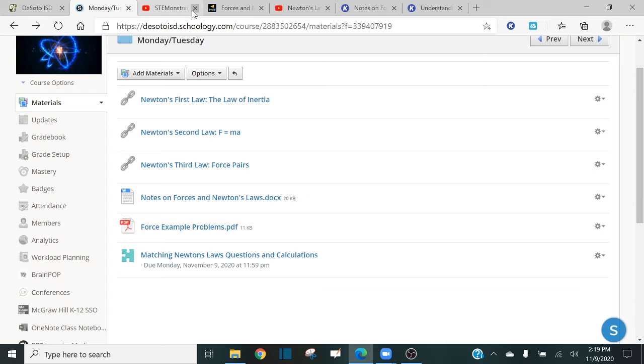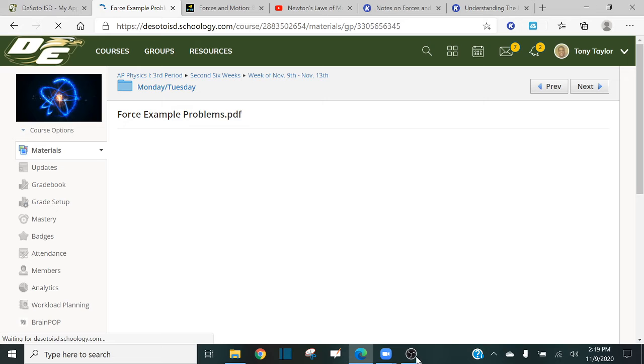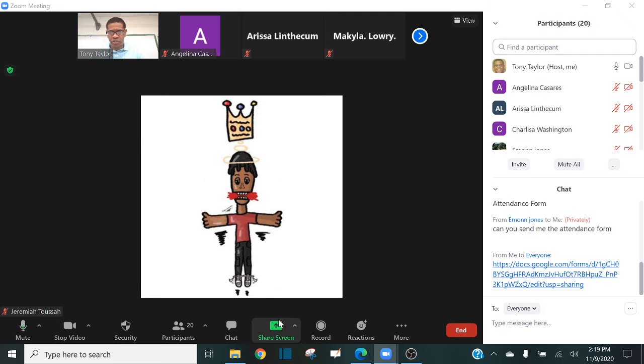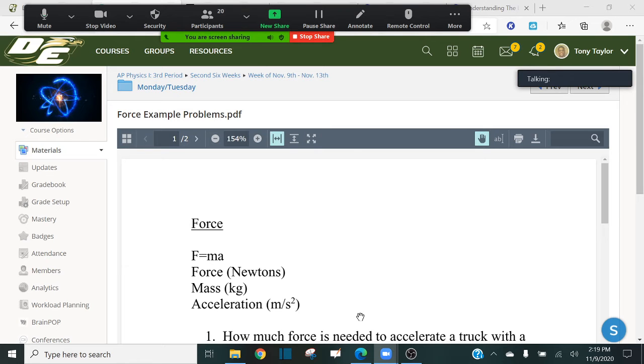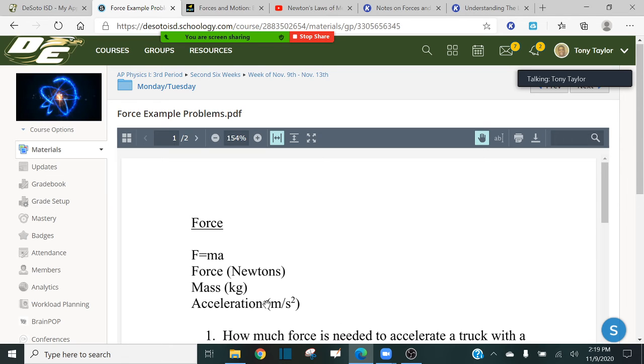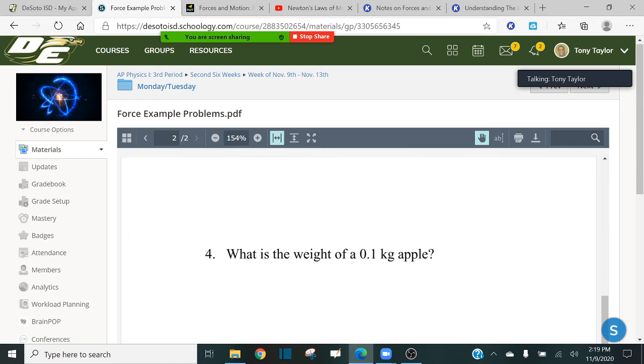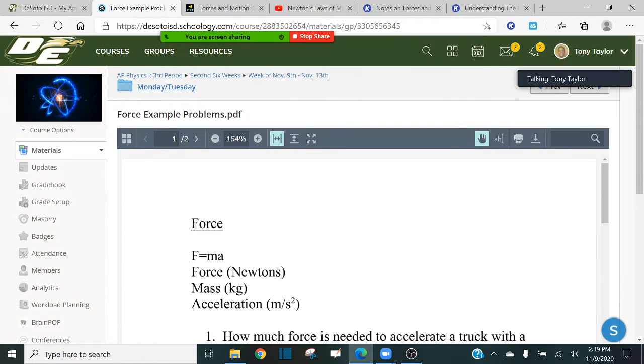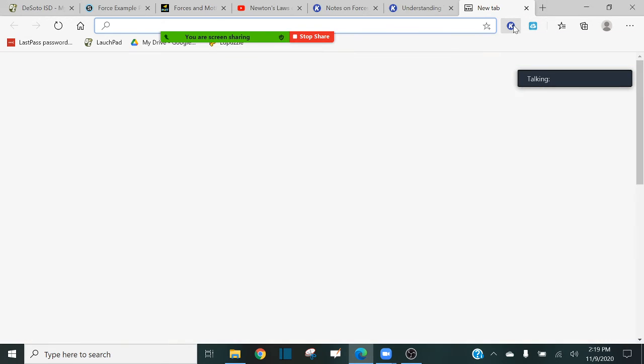All right, so the last thing that we're going to do today, let me go ahead and share my screen. We're going to do several problems together, and these several problems involve Newton's second law, force equals mass times acceleration. And there are 4 of these problems that we're going to work on together. So we're going to work on these, and I'm going to let you guys go. So let me go ahead and pull up Kami so I can annotate the file.